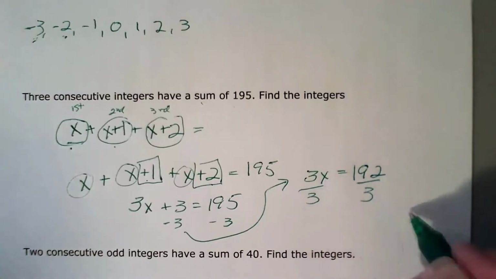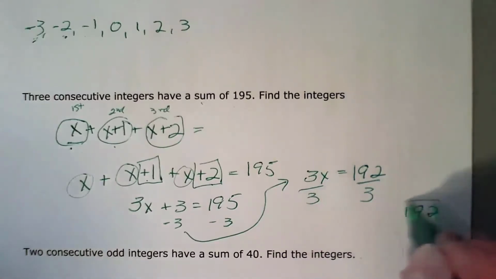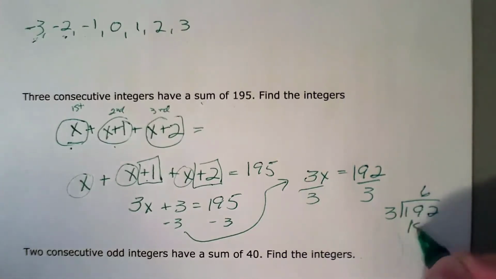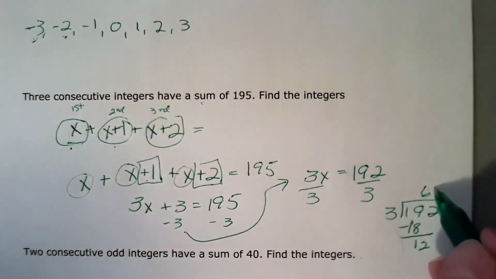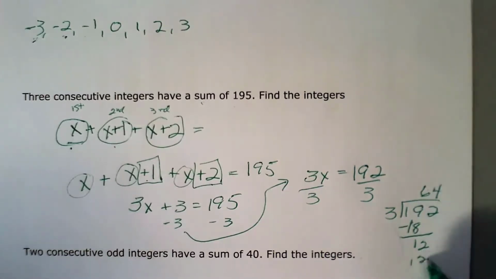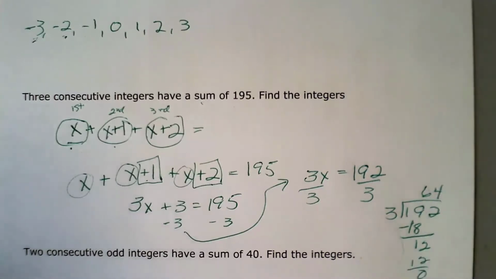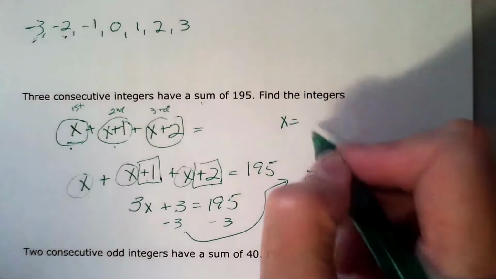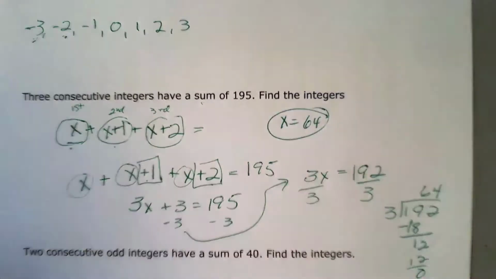You can use a calculator or you can do it by hand. 3 goes into 19, 6, because 6 times 3 is 18. And I subtract 1, bring down 2. 3 goes into 12 4 times. So that means that x equals 64. But am I done?